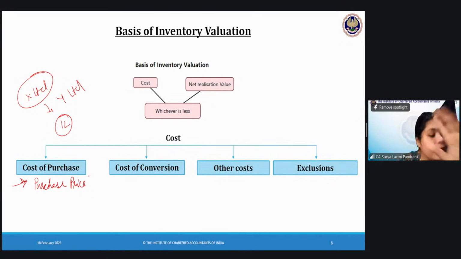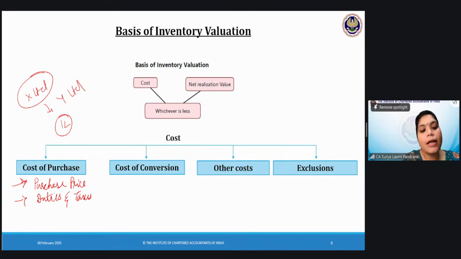So the first main thing is that you will have to include whatever purchase price you have paid to the supplier. Let it be a raw material or let it be a finished good, whatever it is. When you have purchased something, you will pay an amount to the supplier. That amount is first included here in the cost of purchase. That's the first thing.